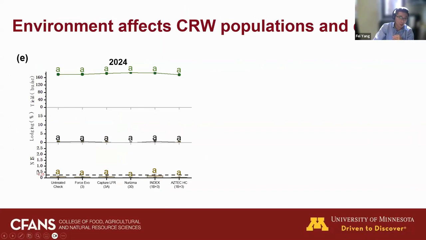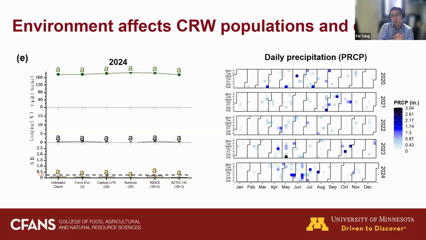However, if you look at the bottom node injury scale, the dashed line here is the economic threshold. All the treatments, including the control, are below the economic threshold. That means the pest pressure was significantly low during 2024. If we look at the precipitation data from 2020 to 2024, we found that during late May and middle June, we had significant rainfall, so lots of plots in the test trials were flooded. Too much rain or flooded cornfields will kill the corn rootworm, either eggs or larvae, because late May and June is an important time for those eggs to hatch in the cornfields.